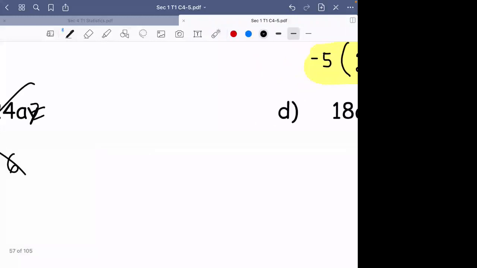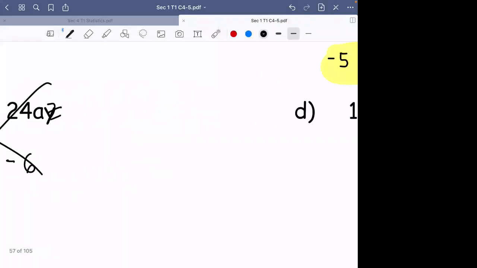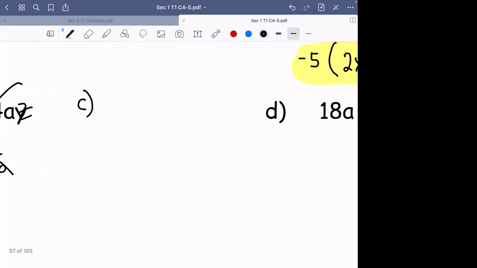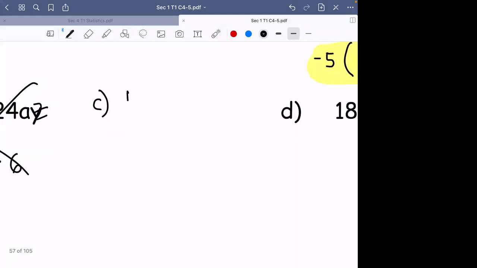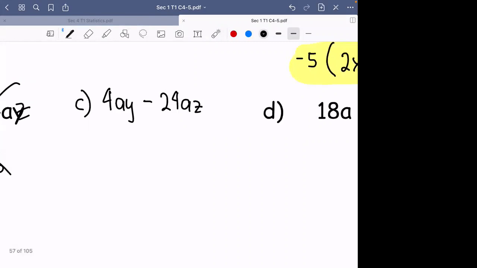Let's have another example for letter C. Sorry for that. Let me change that. So 4AY minus 24AZ. I changed my question. Again, we know that this is 4. And now, what's common between the two terms? It's A, right? Not Y. Both terms have A. So your common factor is 4A.